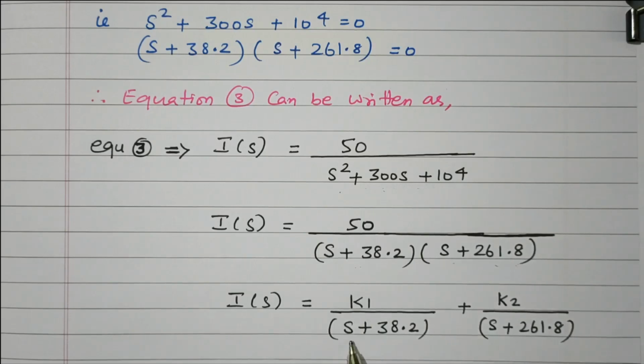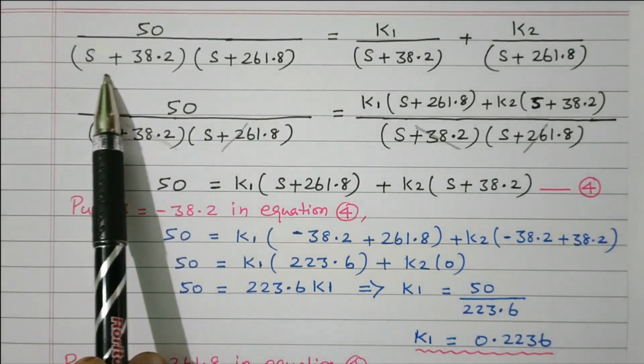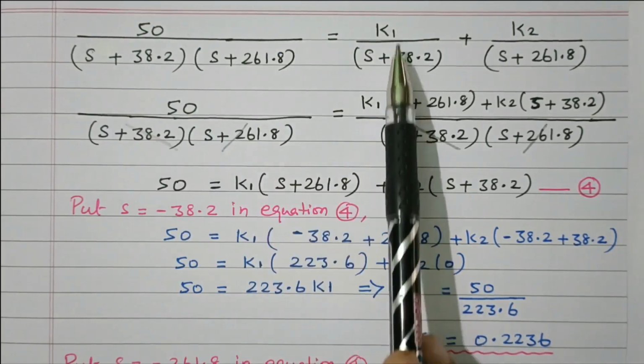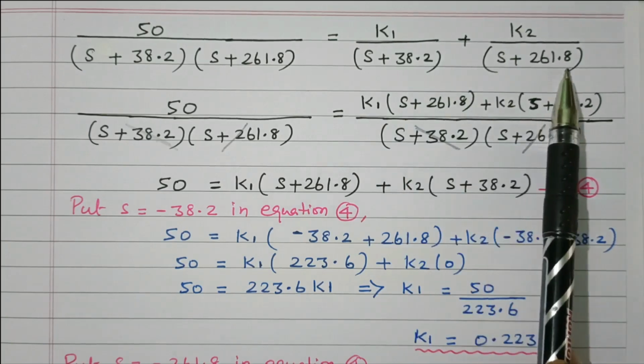So here we introduce K1 divided by S plus 38.2 plus K2 divided by S plus 261.8. Before taking the inverse Laplace, we need to find the value of K1 and K2. So this equation is written like this by using the partial fraction technique. Now we'll go for the further simplification. So 50 divided by S plus 38.2 into S plus 261.8 is written as K1 divided by S plus 38.2 plus K2 divided by S plus 261.8.